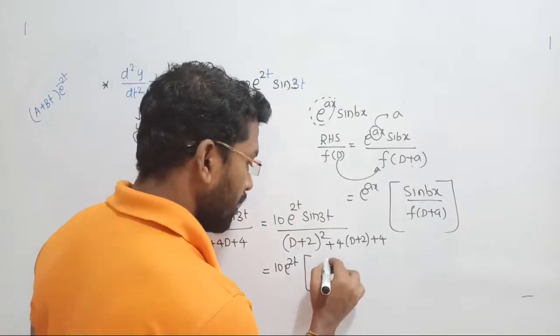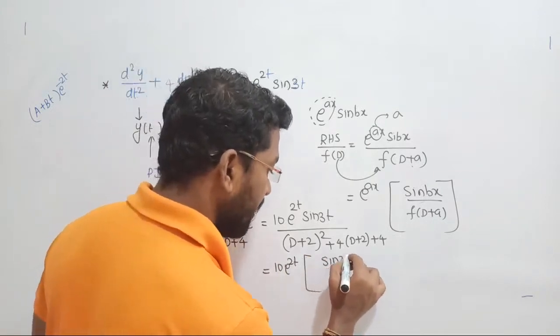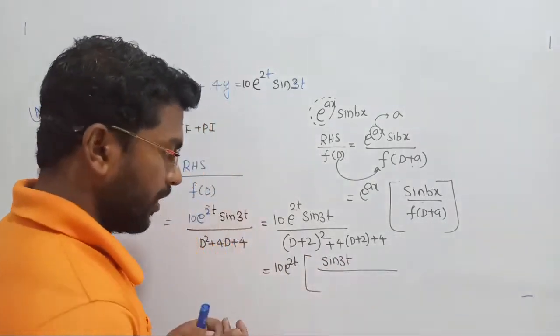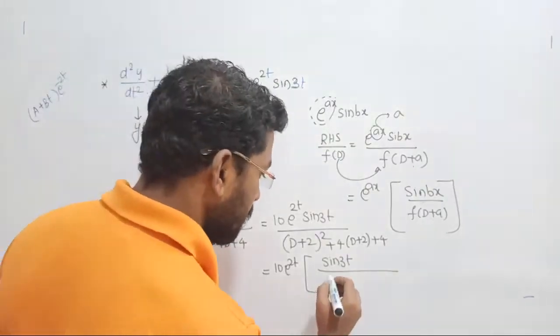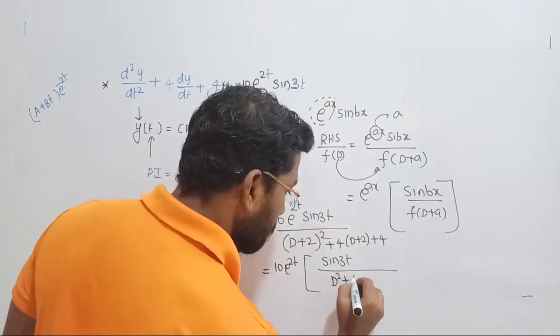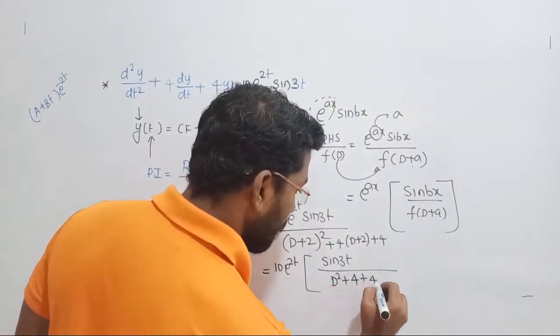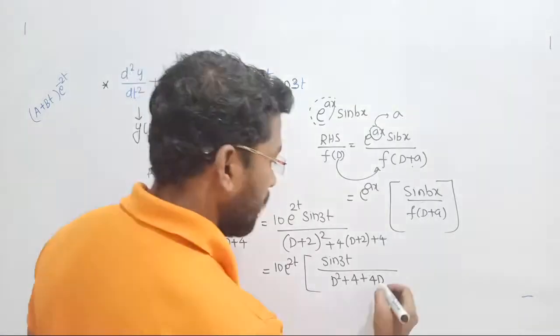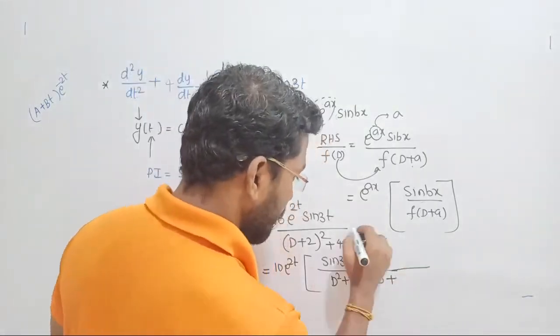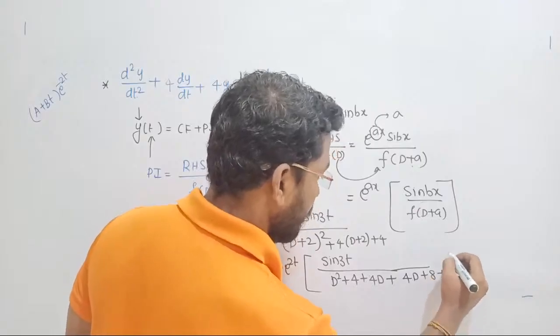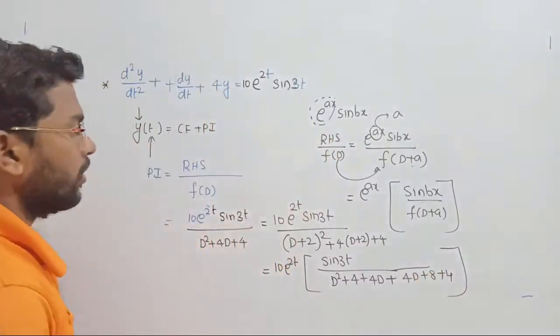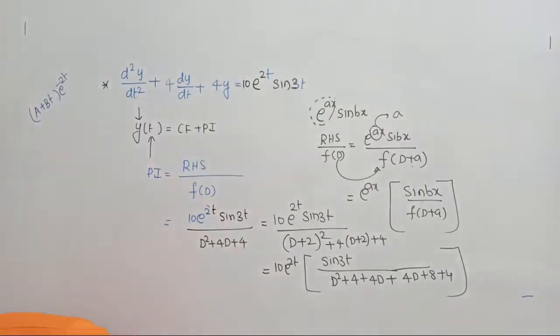பிராக்கெட்ல போயிட்டா, now let's reduce sin 3t upon... should try to bring the answer, (a plus b) whole square. What is the answer? a square plus b square plus 2ab. Correct? Exactly. Plus, open this. It is going to be 4 times of d plus 8 plus 4. Correct? Yes. Fine. Let's try and reduce this function further.